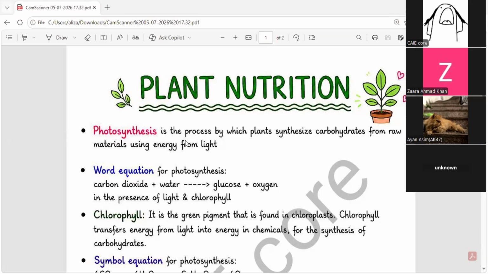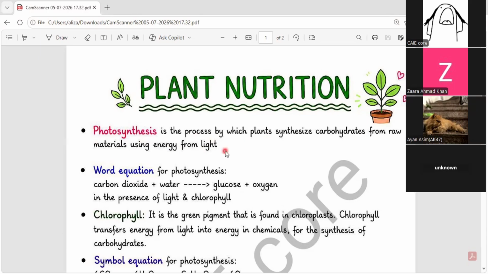First of all, the process by which they make their own food is called photosynthesis. Now this is the definition of photosynthesis, which you have to memorize. It's very important from the examiner's point of view. So what does it say? Photosynthesis is the process by which plants synthesize carbohydrates from raw materials using energy from light.